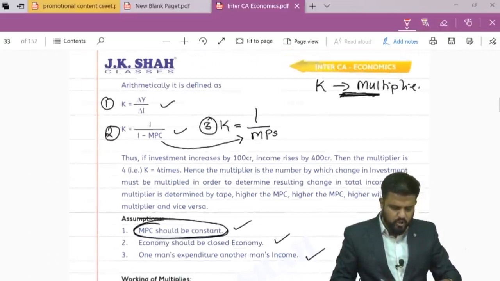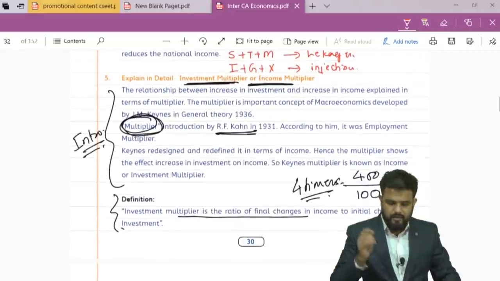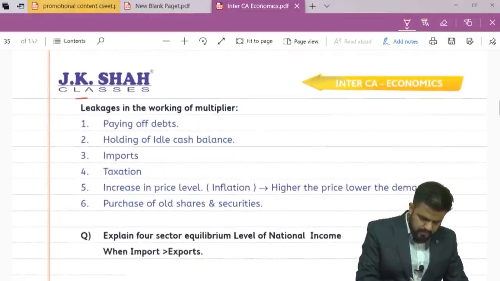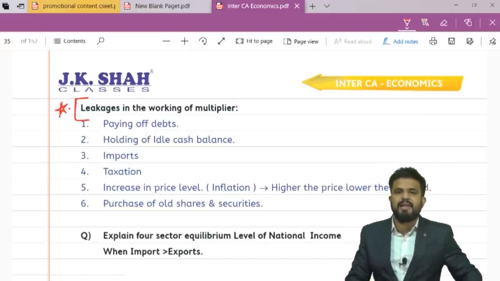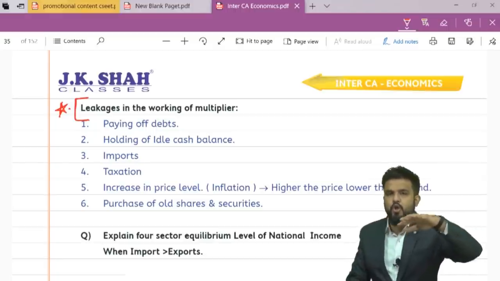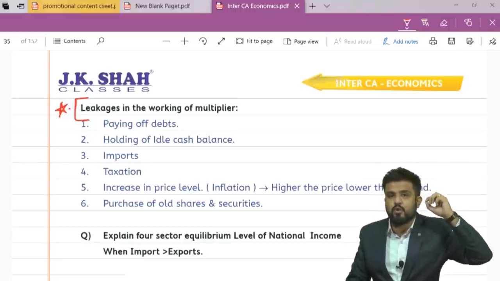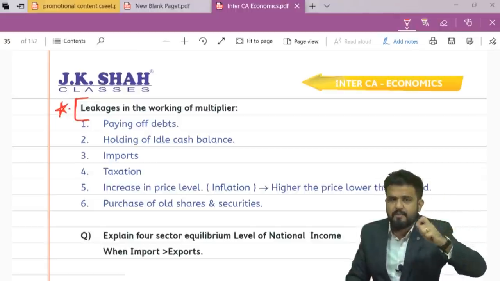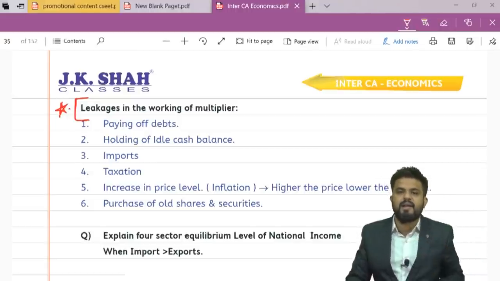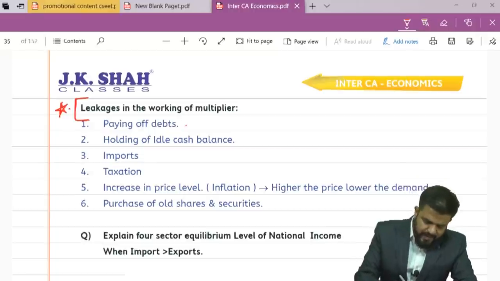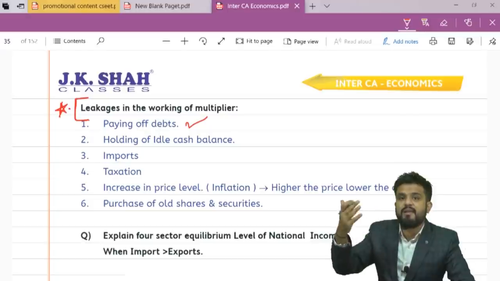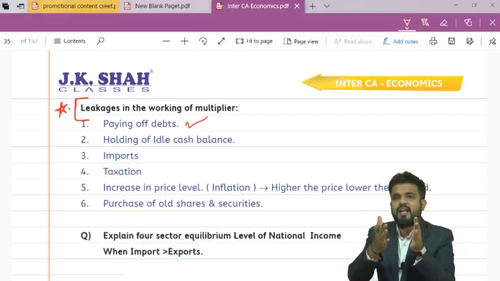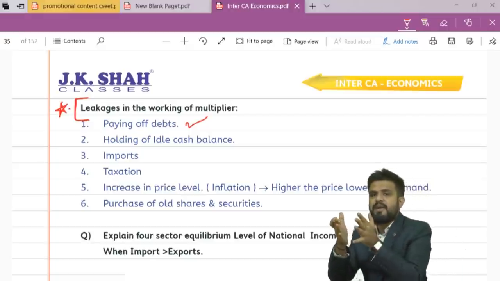So this completes your investment multiplier. Now, there can be a separate question on leakages of the working of the multiplier. Leakages means money not rotating in the economy. Which are those factors which will reduce the multiplier, which will impact the multiplier? First is paying off debts. Debts means loan. If people have repaid the debts, or if the country has repaid a loan to another country, can I say nothing productive has taken place? Money went out of India.